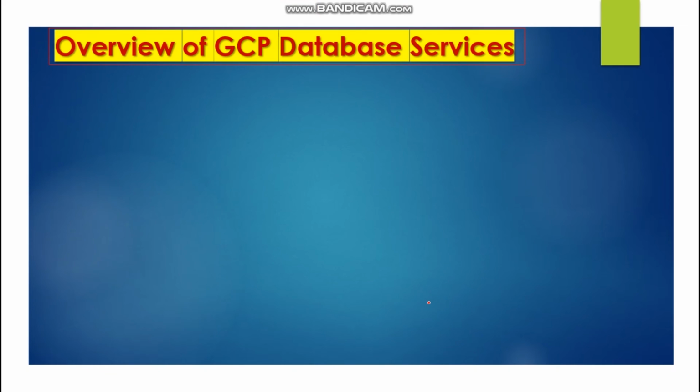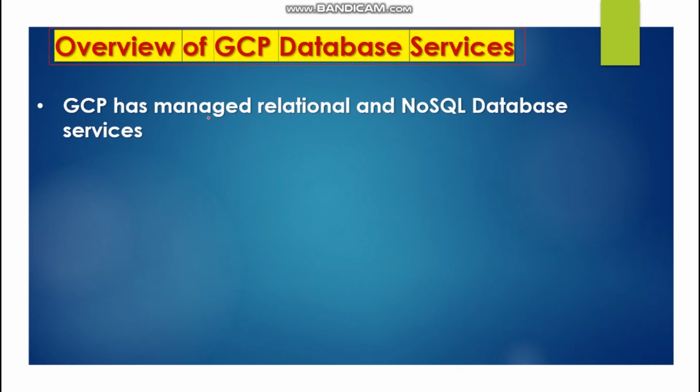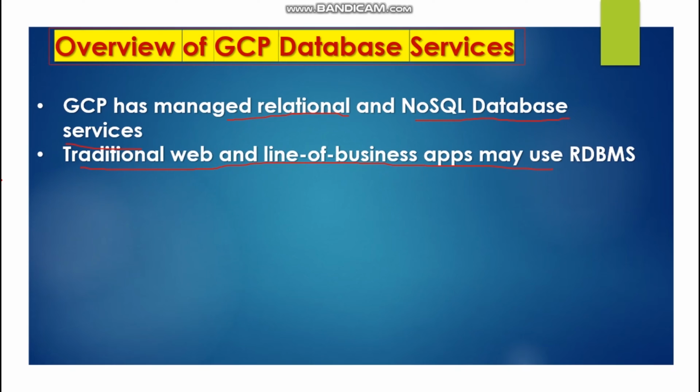So the overview of GCP database services. Like in the other sections, we talked about compute services, network services, identity and access management, right? And when we talk about GCP database services, it is also one of the critical components of any cloud provider, right? So what do GCP database services have to offer? We will look at here. GCP offers you managed relational and NoSQL database services. All right. So the businesses which are traditional web or line of business may use the RDBMS, that is relational database services, and it is provided by GCP database services.